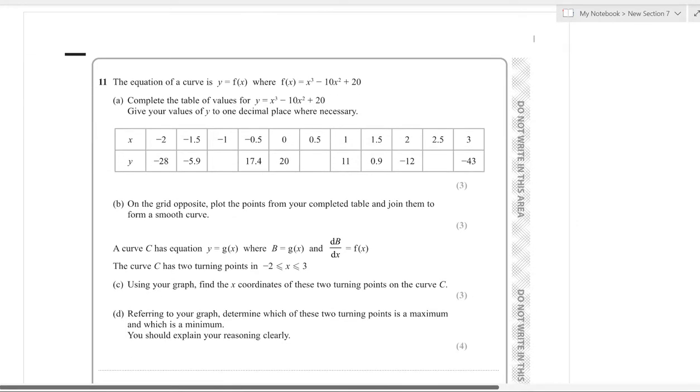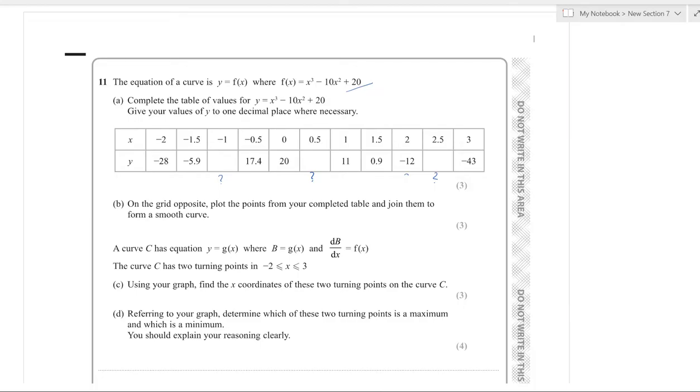Question number 11 is about equation graph. The equation of a curve is y equals f(x), where f(x) is a cubic equation. We need to complete the table. So there are 3 missing values for y, this, and this. To find the value for these, we need to substitute the values x equals -1, 0.5 and 2.5 into the given equation.